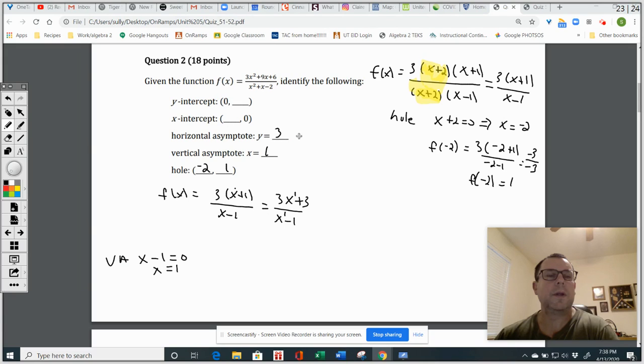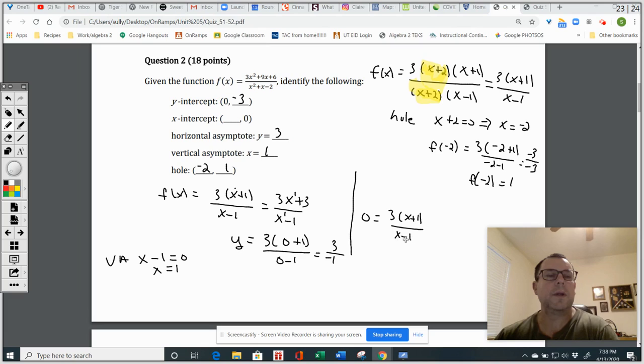So our y value would be 3 times 0 plus 1 over 0 minus 1. So this would be 3 over negative 1, which would just be negative 3. And to find our x-intercept, we know that our y value is going to be 0. So we're going to let 0 equal 3 times x plus 1 over x minus 1. And we're solving for x.